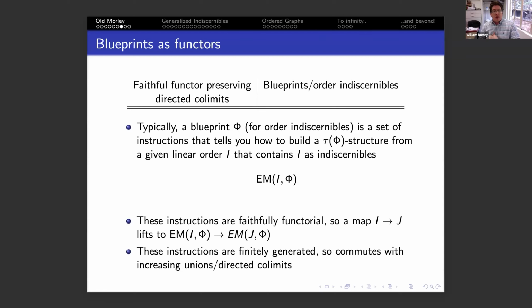And these instructions are finitely generated, right? You're taking terms and deciding when they're equal, but that only depends on finitely many elements from the linear order at a time. So this functor interacts really nicely with taking unions, or directed colimits. If I build my EM model from the infinite union of some increasing sequence of linear orders, that's going to be the same as the union of the models built from each of the individual linear orders. That's what it means to preserve directed colimits: these instructions are finitely generated.